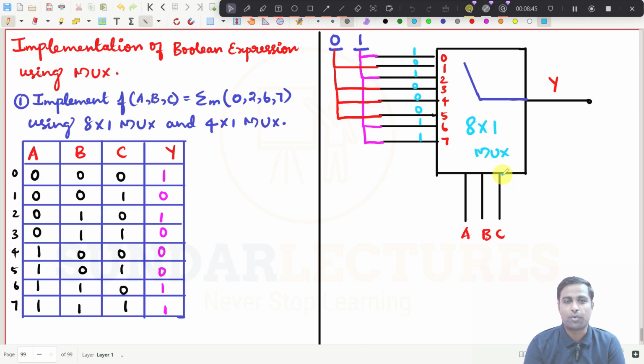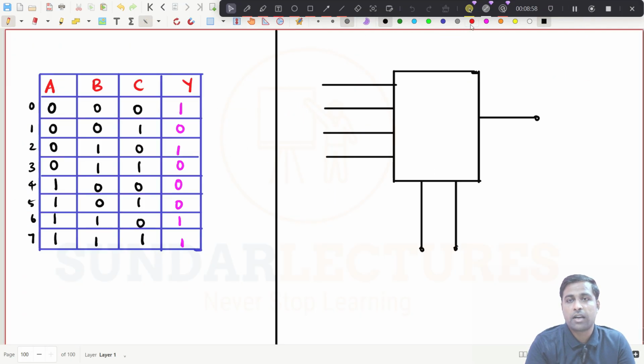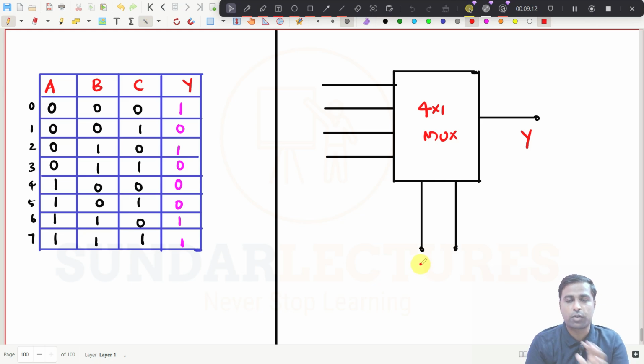And the thing is now, they are asking you to implement it also with a 4 cross 1 mux. How is this possible? That is what we are going to see now. How we can implement this expression with a 4 cross 1 multiplexer, right? Now see this one. This is now a 4 cross 1 mux, right? And I am not going to draw the switches also. So this is now Y. Now this is S0, S1. Don't put S0, S1. Put A here. This is now B.